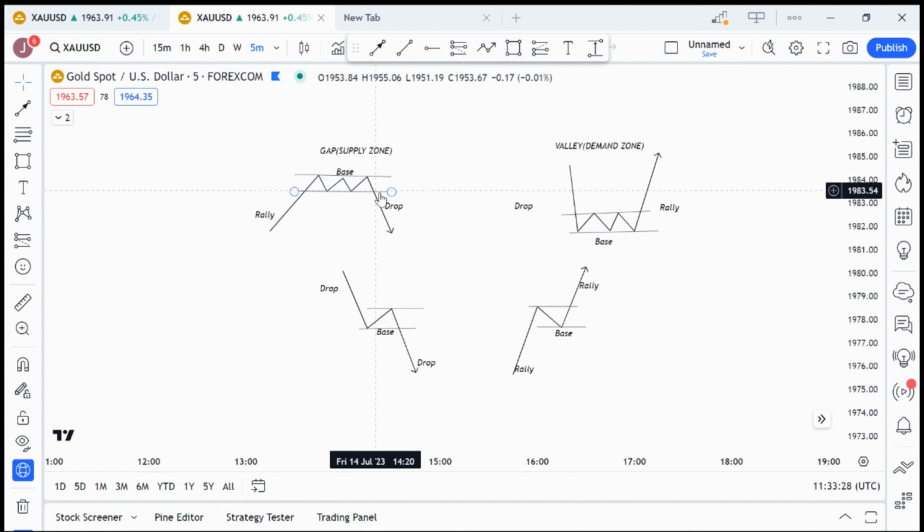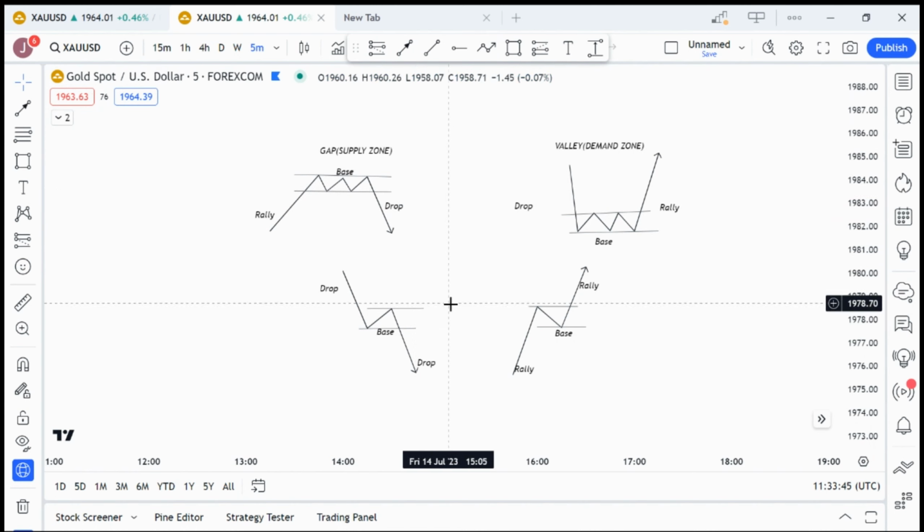When you see this kind of pattern, you do what? You wait. At the base will be your entry, and above it will be your stop loss, because definitely price will come back and surely retest this base and continue going down.